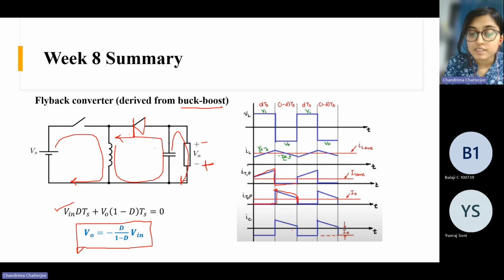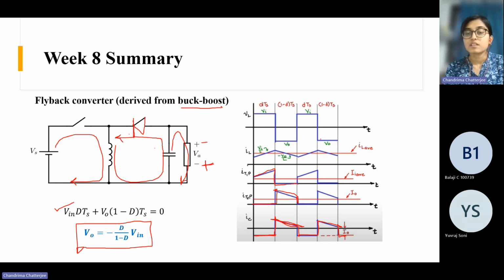Okay. And this is the capacitor current. Now you see this current is basically during dTs period. I told you that the inductor gets energized like this, and the load current is provided by the capacitor. That's why the current is minus I naught. This is minus I naught because the capacitor is giving the load current. And during the (1 minus d)Ts period, it carries the ripple portion like this. Okay. So here also amp second balance is maintained for the capacitor.